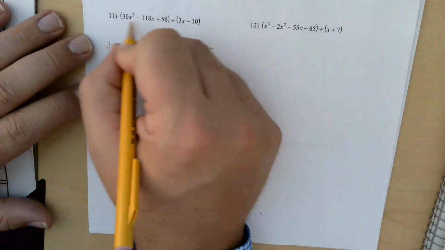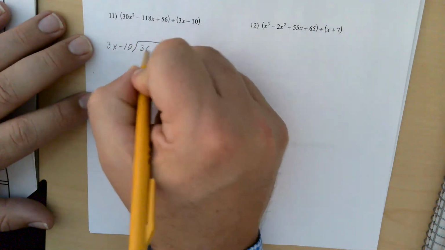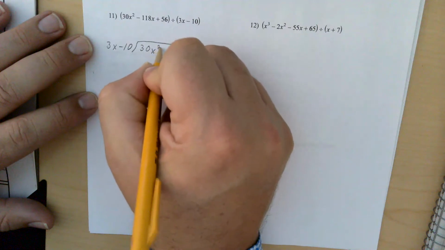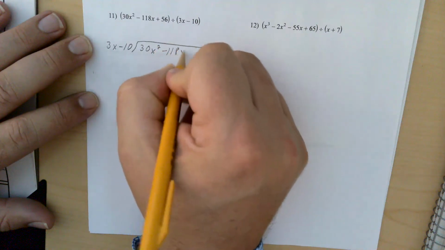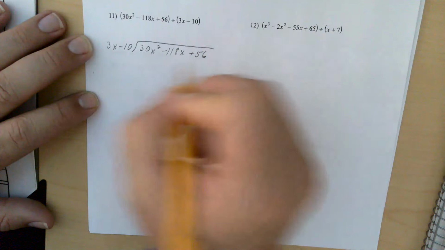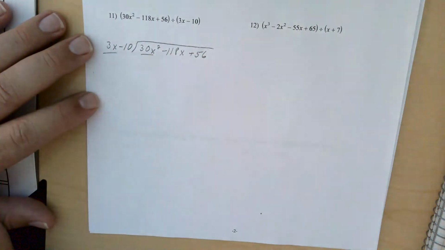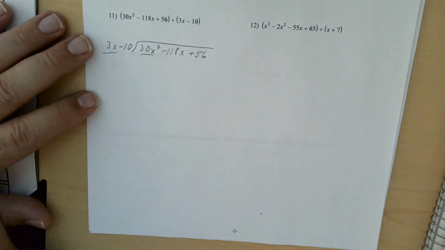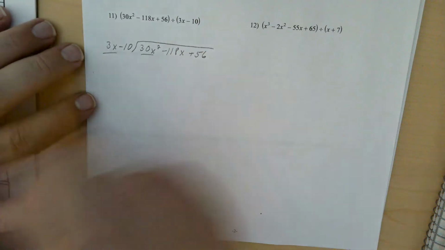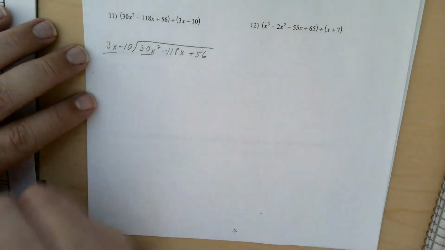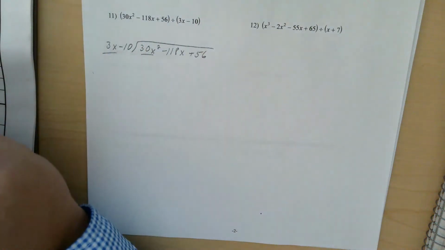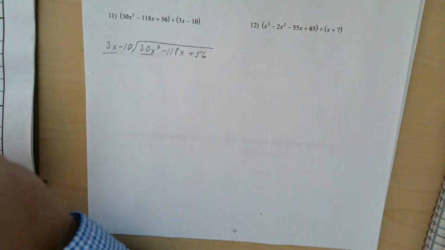The good news is this is only a trinomial, and it starts with a 30x squared minus 118x plus 56. So the process that we must use for long division, look at that 3x, think to yourself, 3 into 30. It will divide evenly, so if it doesn't, you made a mistake.